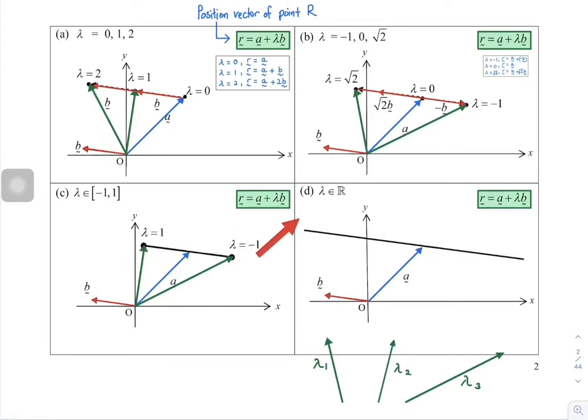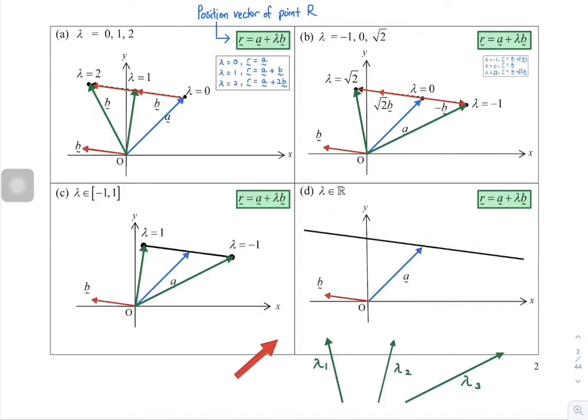In part D, when the value of lambda belongs to the set of all real numbers, we realize that an infinite line is formed instead of just the line segment as in part C, as observed over here. Therefore, for any point on the line, the position vector of each point on the line can be described by this expression by varying the values of lambda.